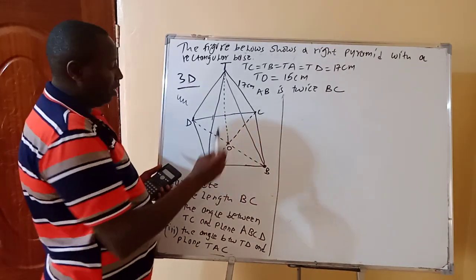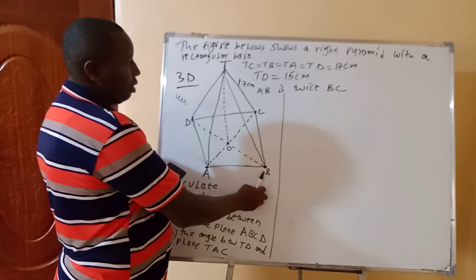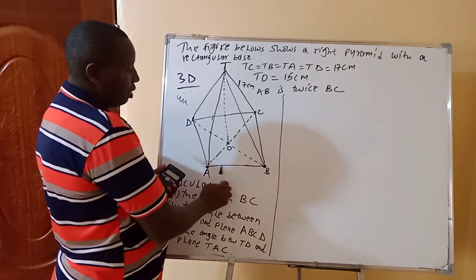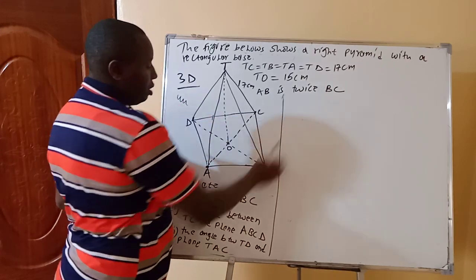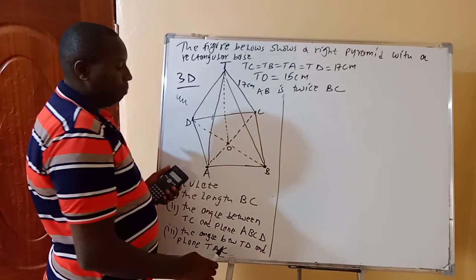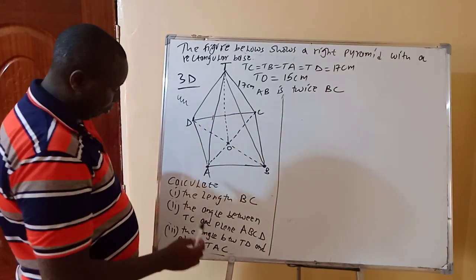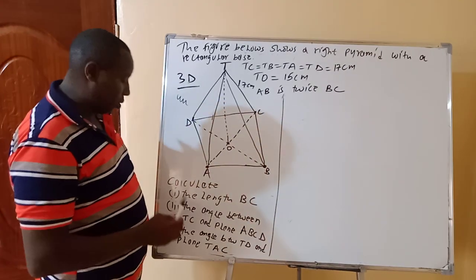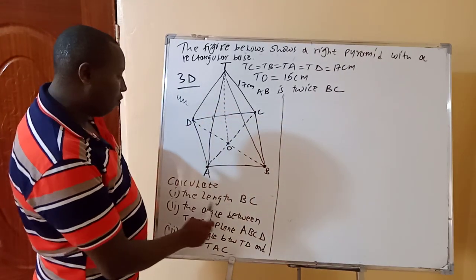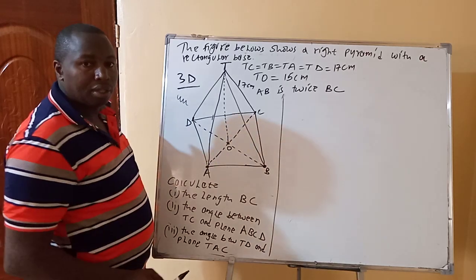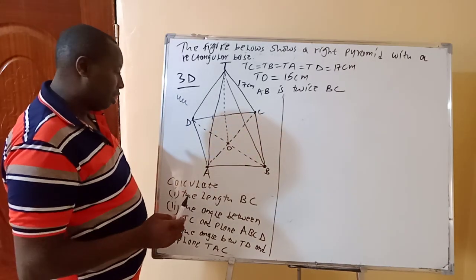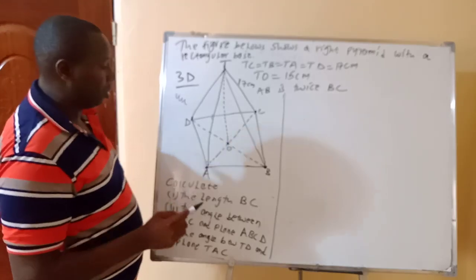You are given further that AB is twice BC. So question number one on this three-dimensional geometry: calculate the length of BC. That's where we are going to start in this question.